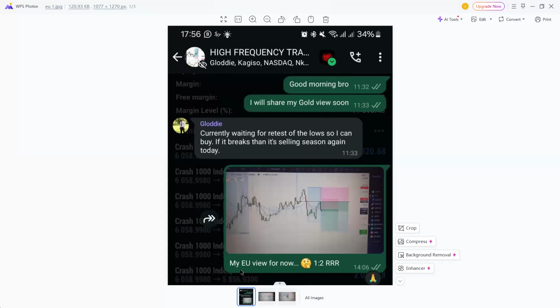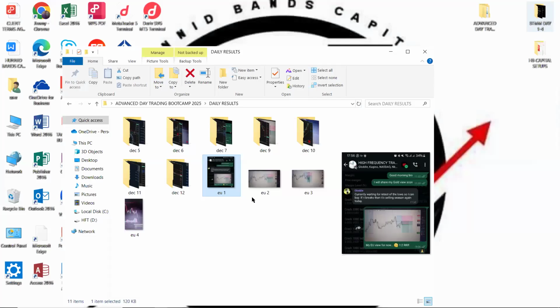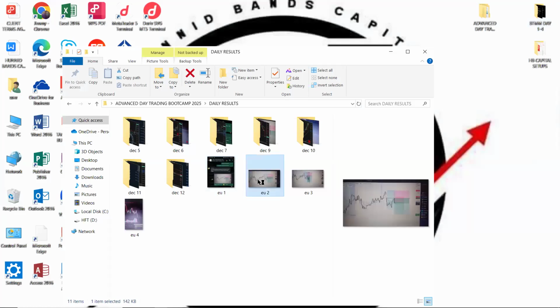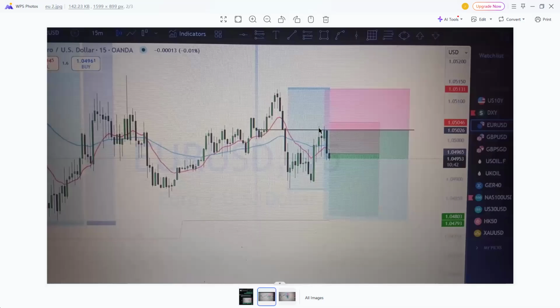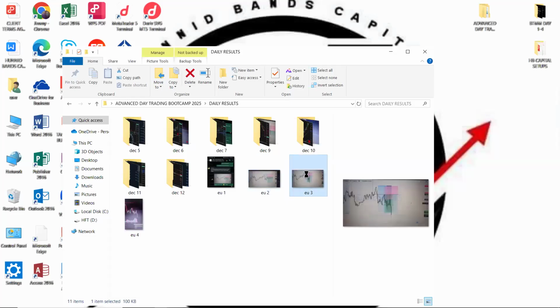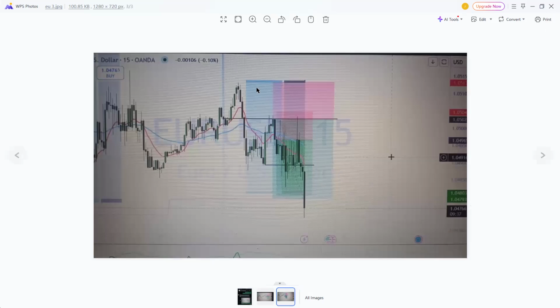This is where we just share our views. So you can see this was the trade in my EU view for now. 1:2 RR. You can see where I entered just before New York session. The setup is a bit more visible right here. So this was my M15 entry. This was a setup within that main setup, that main trade idea I had, and I took the trade. Then this is the end result of the trade, hit TP.